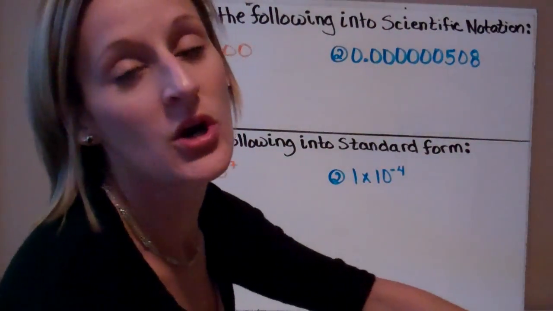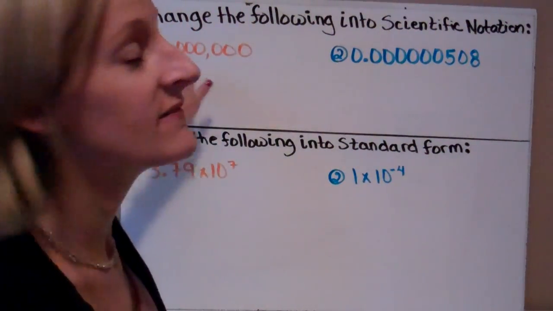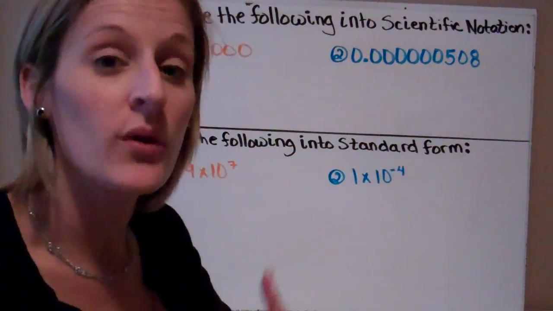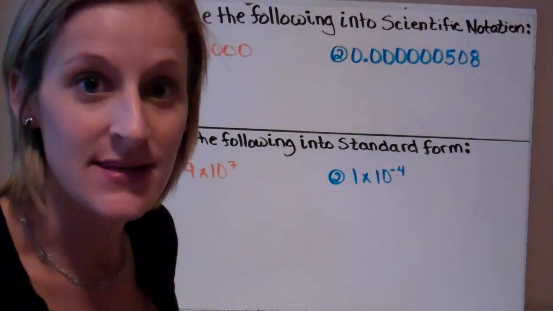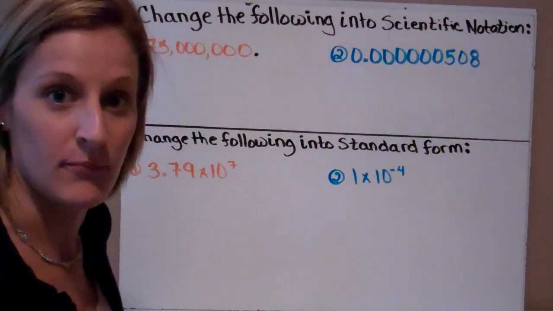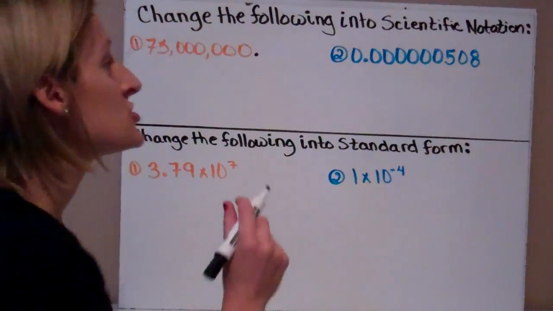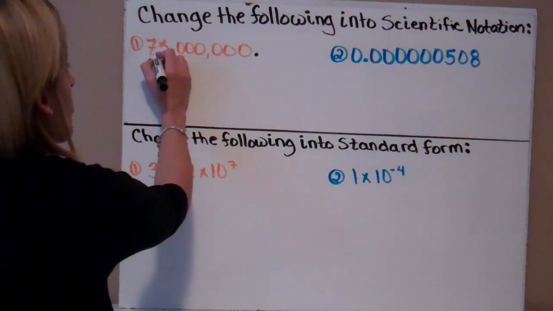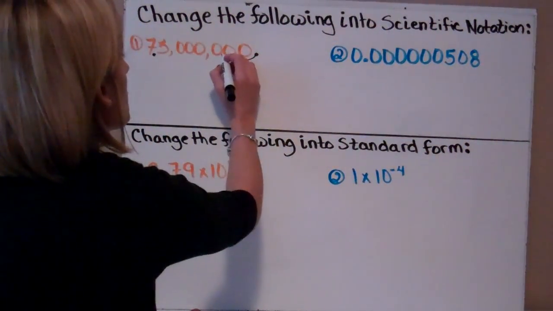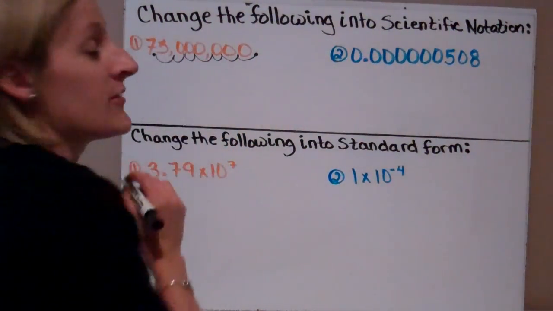So the first part we're going to do is change these numbers into scientific notation. So this first one, 75 million. Now this is a very large number, so I know it's definitely going to have a positive exponent. So if my decimal starts back here at the end of the number, I need to move it so that I only have one counting number in front of it. So I need to move it all the way till it's right after that 7. So I move it 1, 2, 3, 4, 5, 6, 7 places.